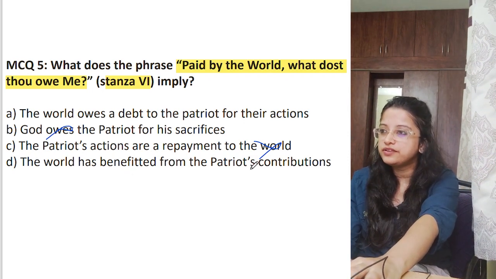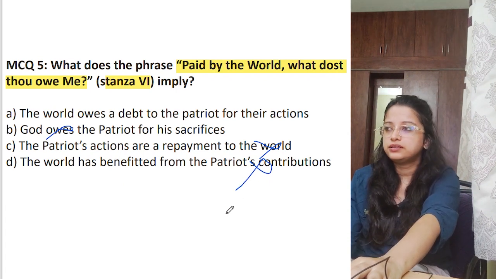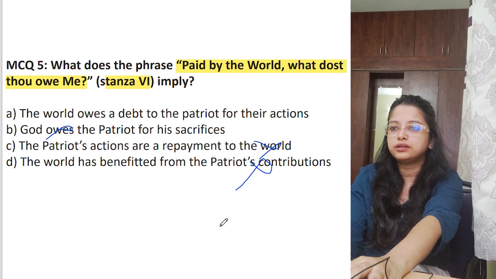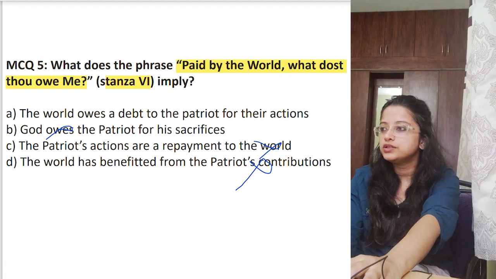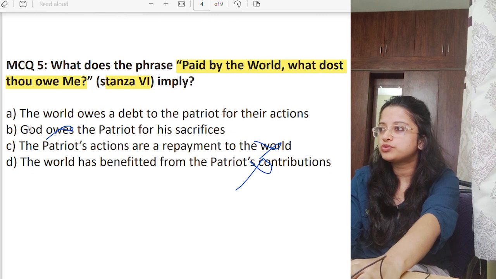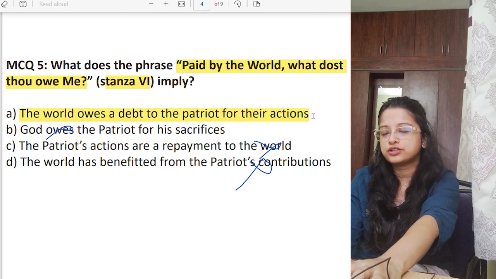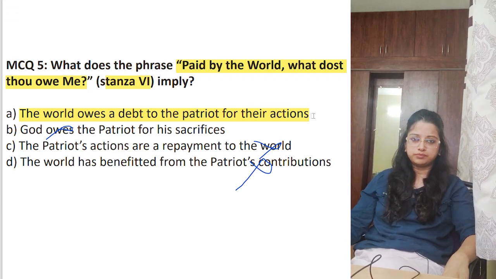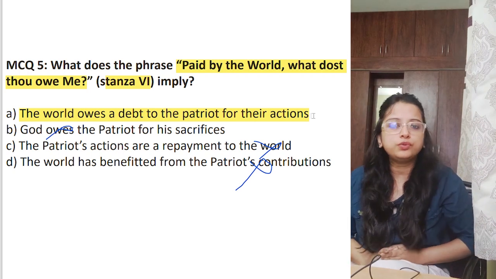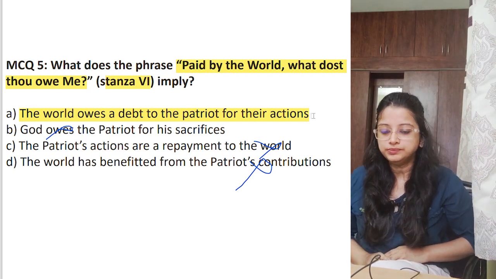The world has benefited from the patriot's contributions. People don't think like that, right? That the world has benefited. They think that whatever the patriot has done is not the right thing. He shouldn't have done that. So D is also wrong. So the best option over here is the world owes a debt to the patriot for their actions, paid by the world. That means I have not been paid well by my people. So I believe that God will pay me for whatever injustice has been done to me.